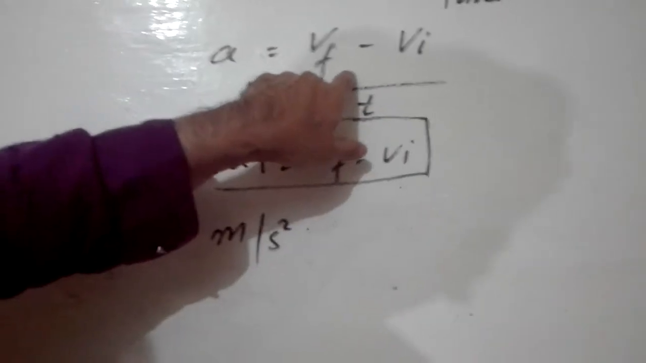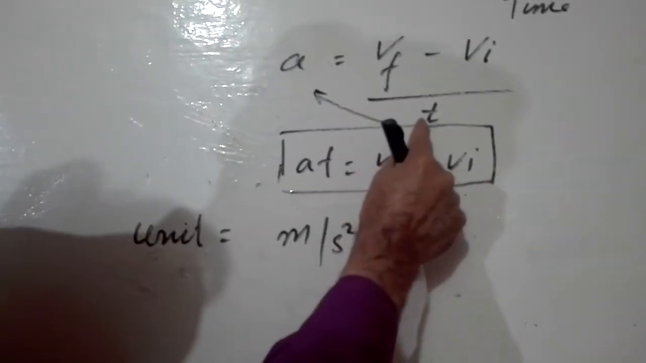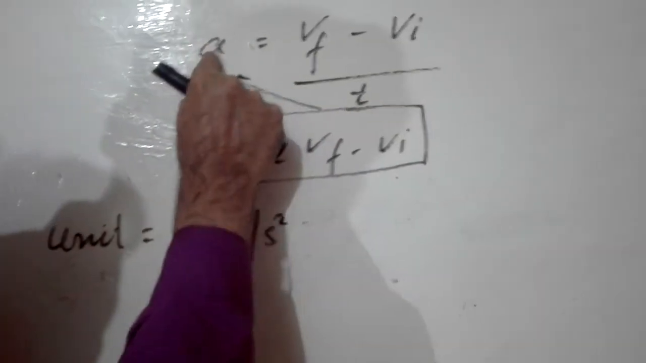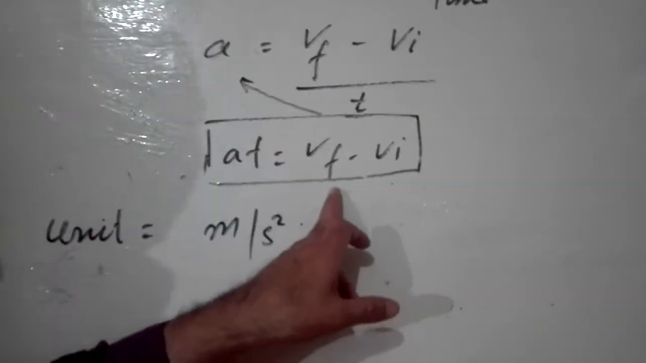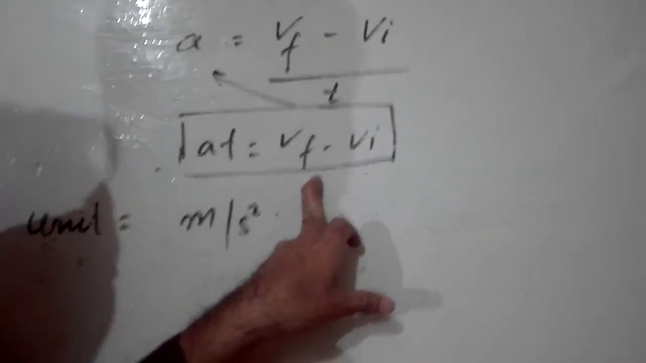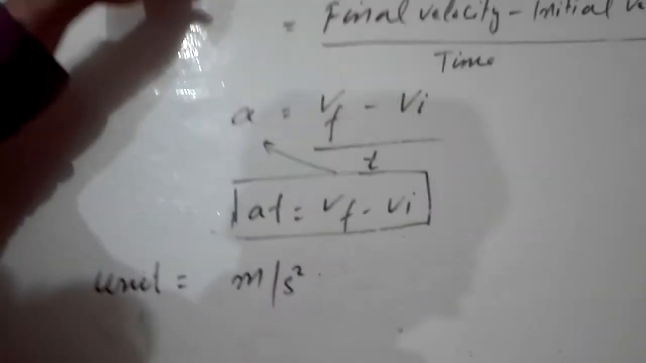This formula can also be modified in this form. If you cross multiply t with a, then it becomes at equals Vf minus Vi. So this is the first equation of motion. We will also prove it graphically in our next topic. So this is our today's topic about acceleration.